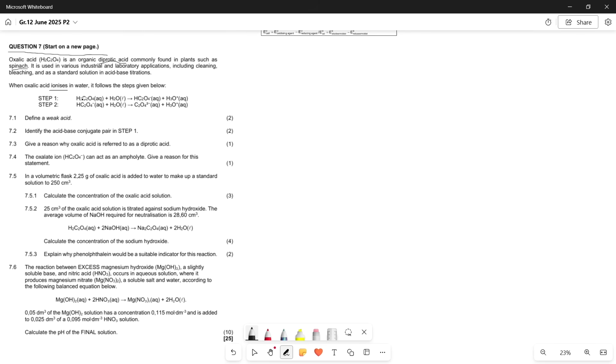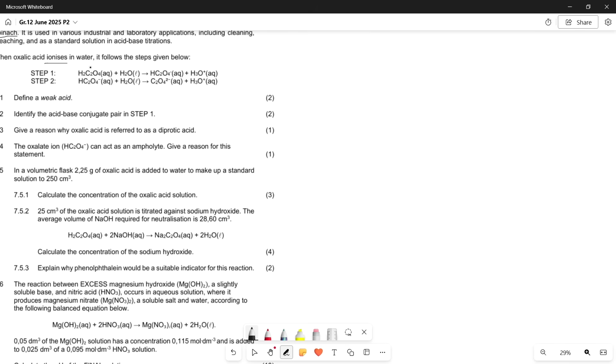So we have step 1, we have our oxalic acid and water. Our oxalic acid then gives away one of its H's to water. So that means water here is our base, our oxalic acid is our acid, as they've mentioned, which means HC2O4- is our conjugate base because it is now in the position where it is more likely to receive a proton, an H. Then our H3O+ is our conjugate acid. It is more likely to donate an H, donate a proton.